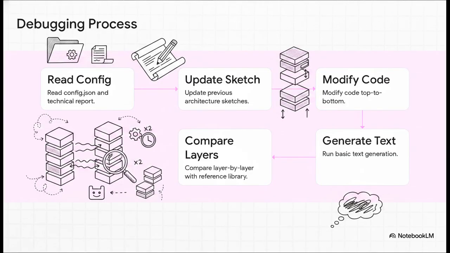But hey, don't panic. When you get that gobbledygook, you just apply a systematic debugging process. First, read the config.json and the technical report. Update your architecture sketches and modify your code top to bottom. Then, feed in some random weights and run basic text generation. The real secret weapon here: do a layer-by-layer comparison with a trusted reference library. And a pro tip for you, just test 2 transformer blocks instead of all 18. It saves a ton of time while you hunt for the exact layer where your tensor values decide to diverge.